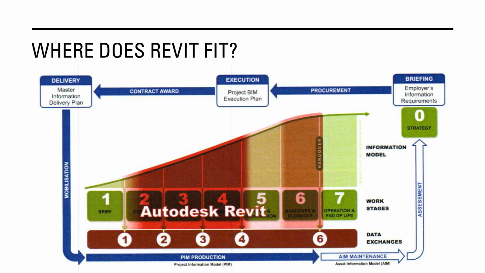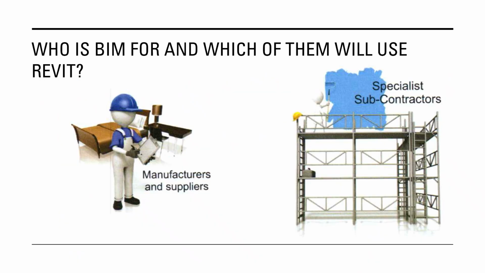Above the workflow, we see key planning documents: the employer's information requirements, the project BIM execution plan, and the master information delivery plan. These guide how data is structured, delivered, and maintained. Who is BIM for, and which one of them will use Revit? This slide addresses a key question: who actually uses BIM and who uses Revit?